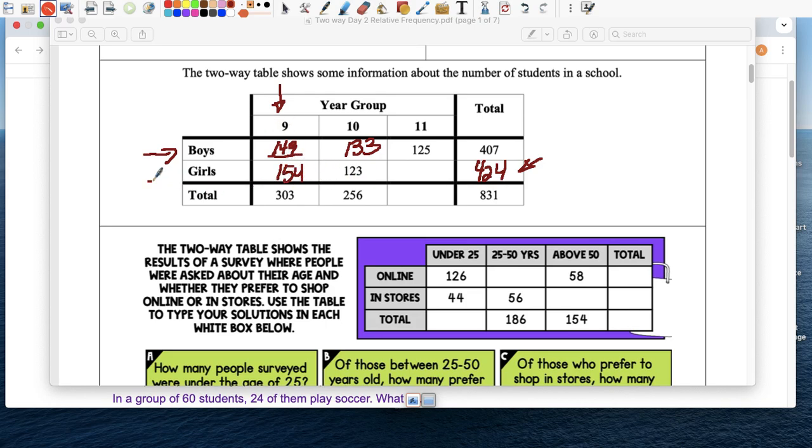Finally, you can do the girls. So you can do 424 minus 154 minus 123, and that equals 147. And then up and down, this is easy, 269. And if you add these two, it should give you 831. If you add these three, it should also give you 831.